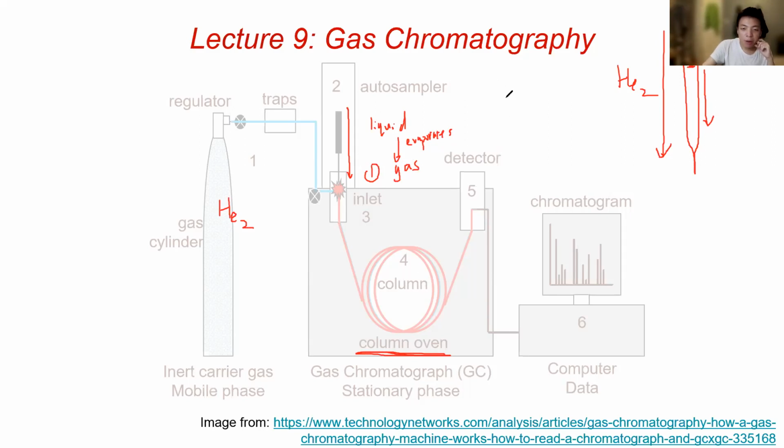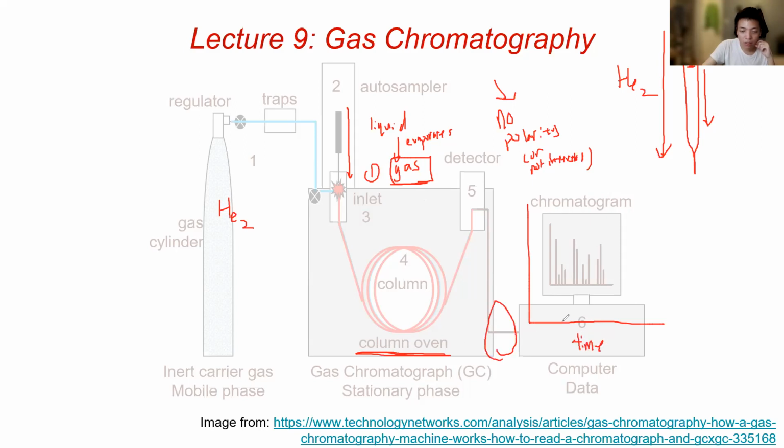And GC doesn't really care about polarity. No polarity. Because the separation is mainly based on the gas, and the gas separates based on boiling point. So as time passes, the machine will detect the gas at a certain time. The one that comes out first will be a low boiling point. The one that comes out later will be the high boiling point.